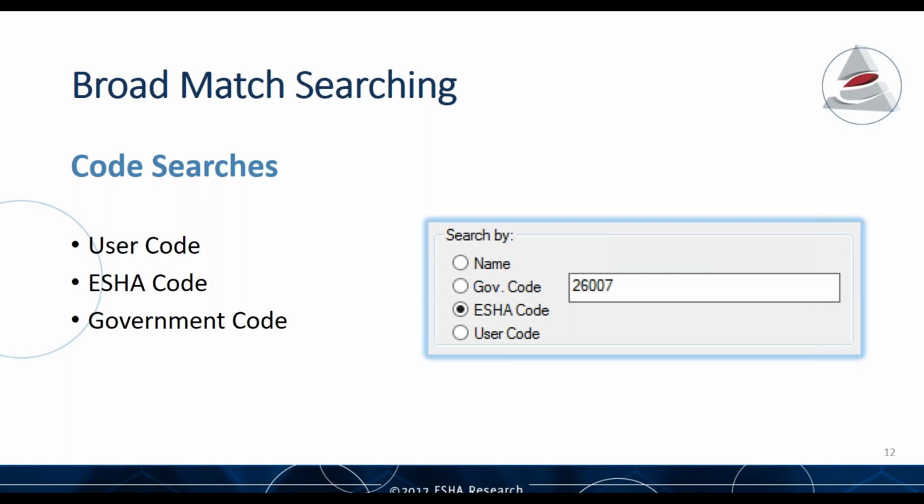And then government codes are those that we see from our national databases, like the USDA database, the Canadian Nutrient File, and the UK database. And these numbers are those agencies' codes that they assign to their foods.